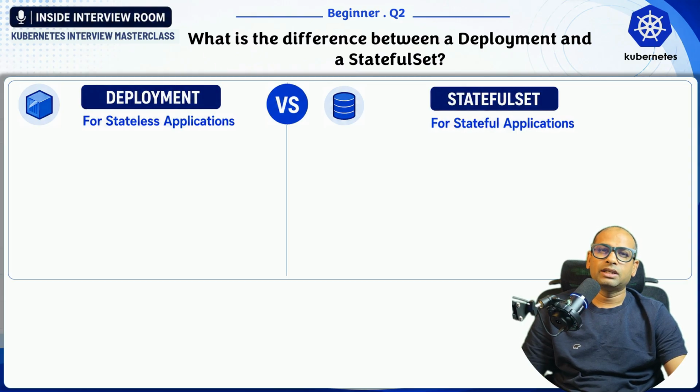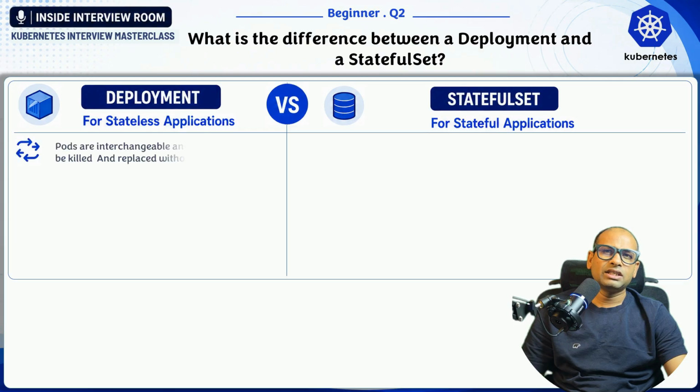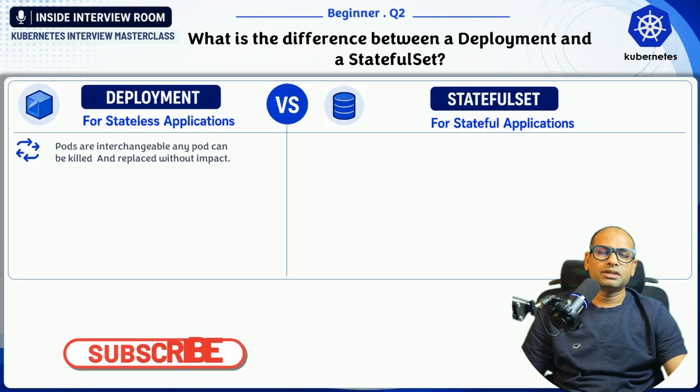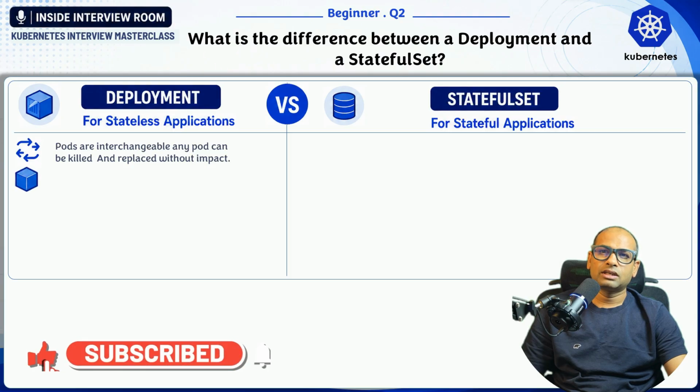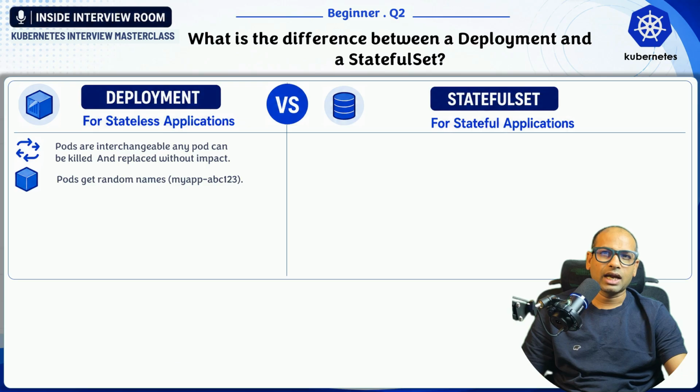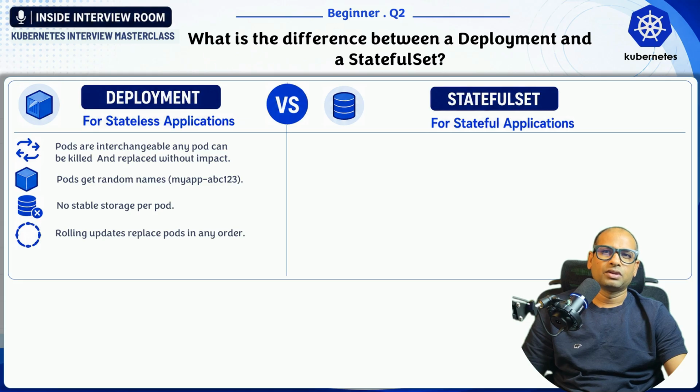You need to provide what is the deployment and in what scenario you are using the deployment and the stateful set. Pods are interchangeable. Any pod can be killed and replaced without impact. Pods get random names, like my app, ABC123. No stable storage per pod. Rolling update replaces pods in any order. It can be used for web servers, API services, workers.